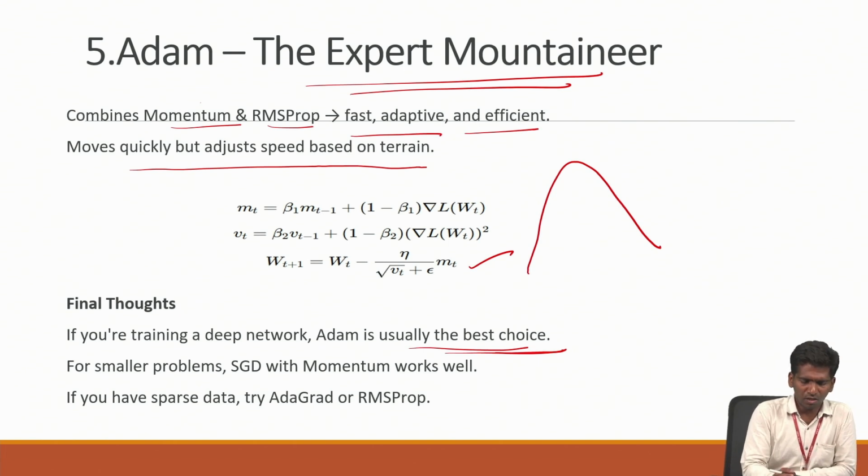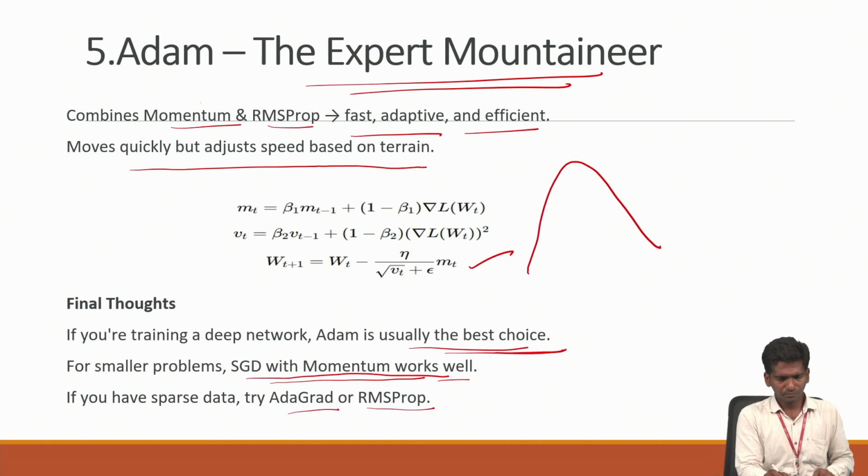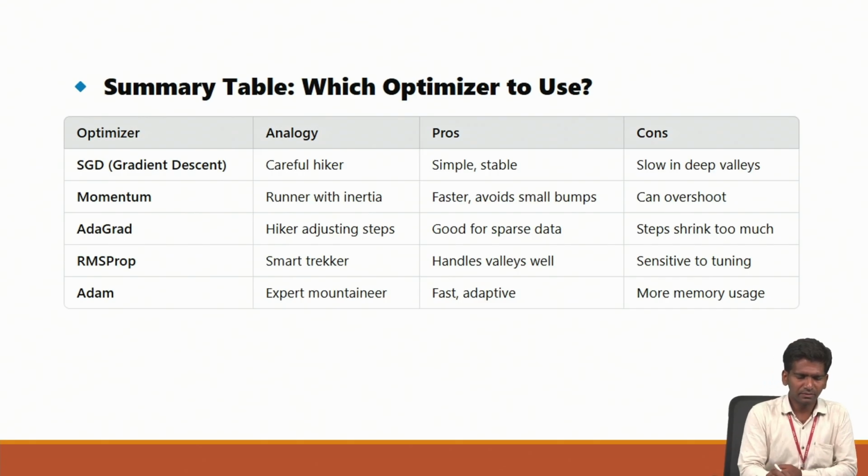For smaller problems, SGD with momentum works well. Here we are trying to see which optimization technique to use when. For smaller problems, we can use stochastic gradient descent with momentum, that works better. If you have sparse data, you can try AdaGrad or RMS prop. There are two types of data: sparse data and dense data. If it is sparse data, you can try AdaGrad or RMS prop.